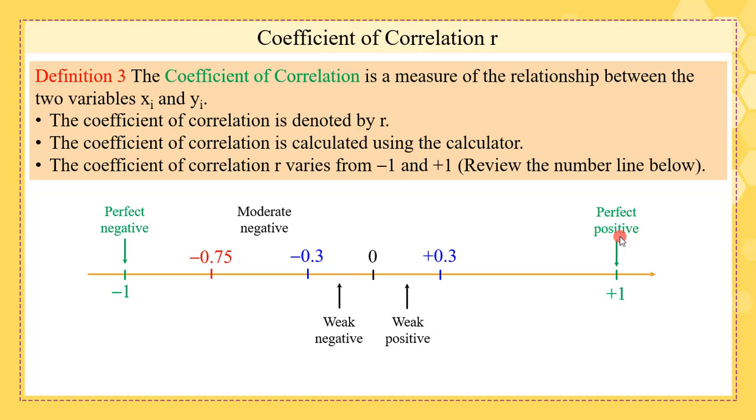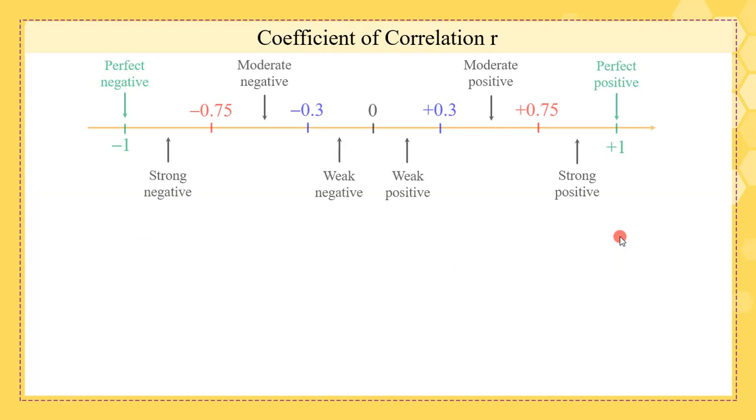And if R is between -0.75 and -0.3, we can say that the relation is moderate negative. If it is between -1 and -0.75, it is strong negative. If it is between 0.3 and 0.75, moderate positive, and between 0.75 and +1 is strong positive. So the value of R gives a signification about the relationship between X and Y.